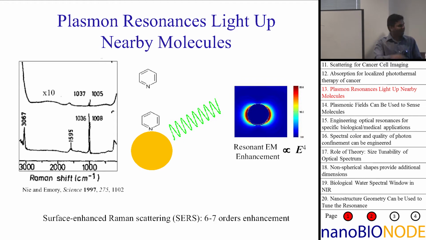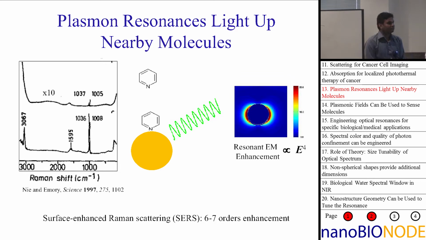And the scattered light has signatures of these vibrational frequencies. So from the vibrational frequencies that you detect, you can tell what molecule you have, what functional groups you have, what is the bond strength, what kind of binding interactions are present. This is known as Raman scattering. It's a ubiquitous signature. It's a chemically specific signature. Simply by looking at the spectrum, you can tell what molecule you have.